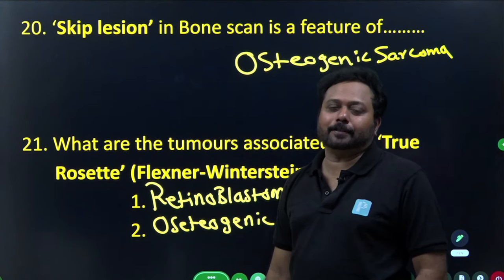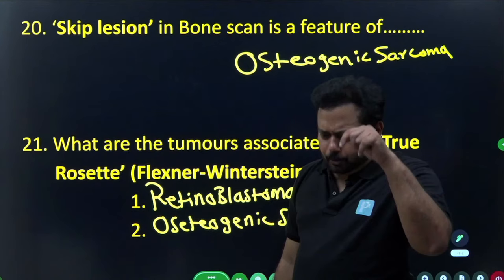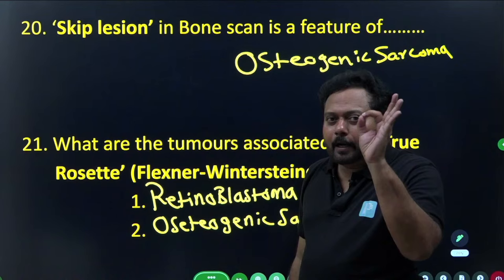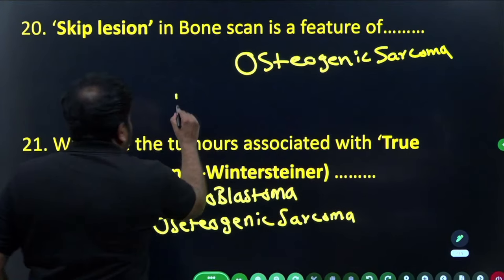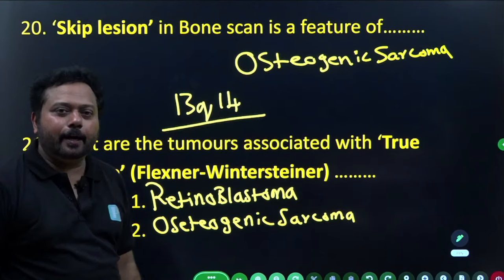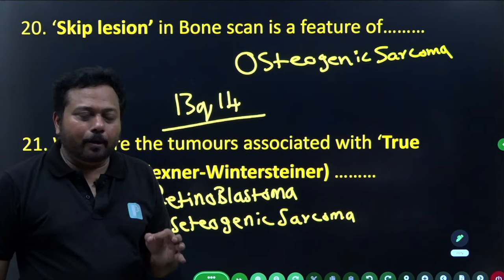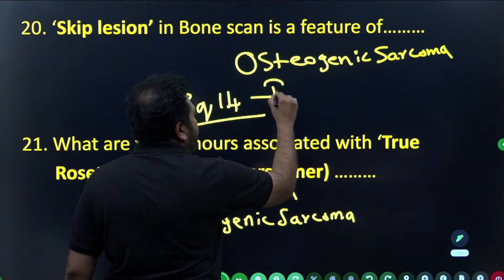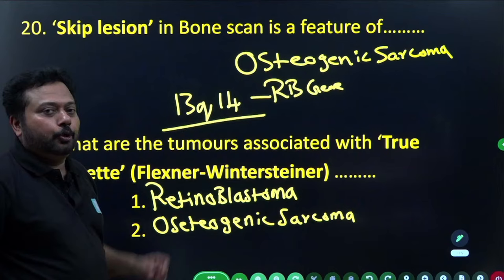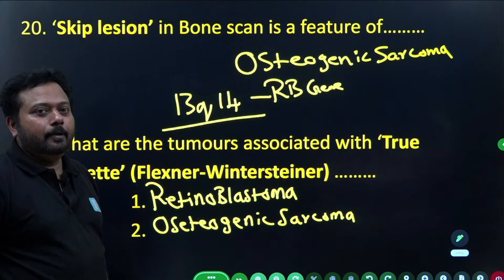Now I will tell my pathology correlation. Tonight you are going to take your pathology textbook and refer. The chromosomal aberration or anomaly that is seen in retinoblastoma is 13q14. I don't think you will say no, because this is a very famous question in pathology. That is why 13q14 is called the RB gene. Q is the long arm, 13 long arm 14, 13q14. RB stands for retinoblastoma gene.